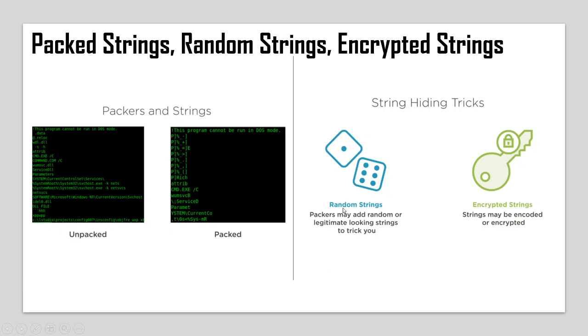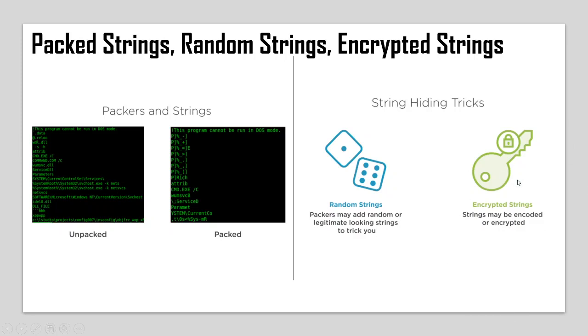The next thing is random strings. Packers sometimes may add some random or legitimate looking strings to trick the malware analyst. That may also be possible. That is called random strings, or unusual strings, or padded strings, we can call them. So packers sometimes add legitimate looking strings to trick the malware analyst.